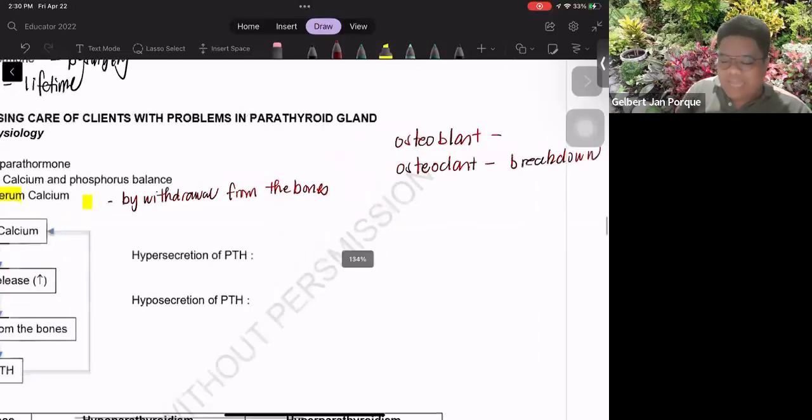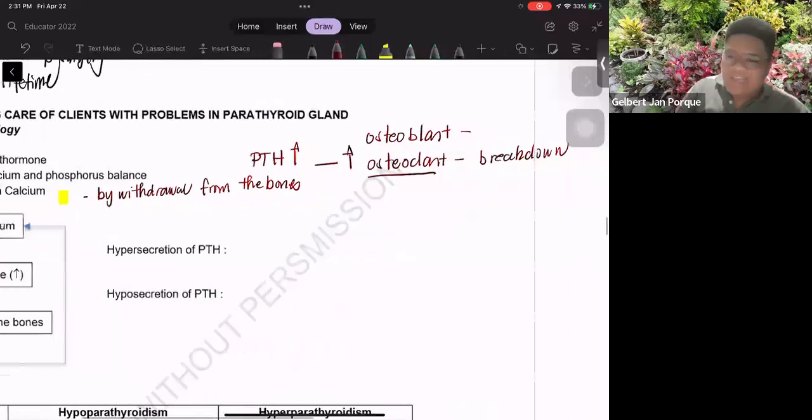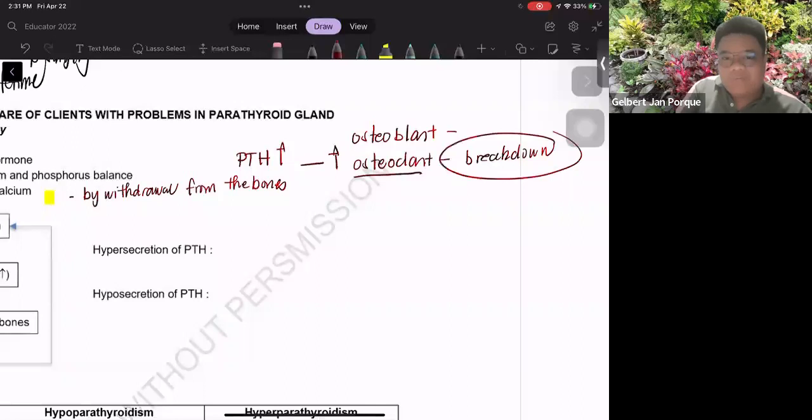Now, students, with that being said, what do you think is the effect of PTH on the action of the osteoclast? When your PTH levels, students, are increased, what happens to your osteoclastic activity? Does it also increase or will it decrease? So students, your osteoclastic activity would also be increased. In other words, class, mas bumibilis ang bone breakdown. Bone breakdown, class, is faster.